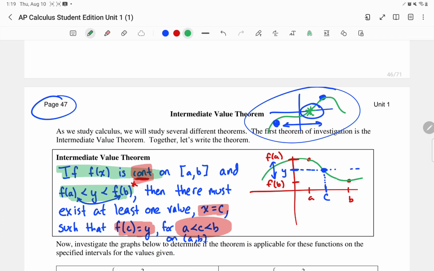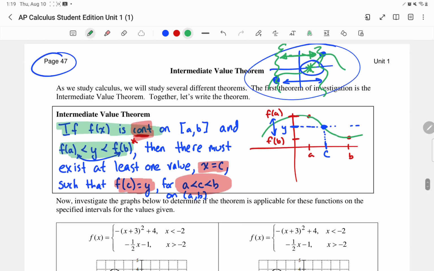What's guaranteed by the mean value theorem is that at least one time in this section of my graph, in between here, the graph must pass through 0 because I had a negative y value and a positive y value. Super easy. Some of the questions will get a little bit more complicated, but that's all it boils down to.